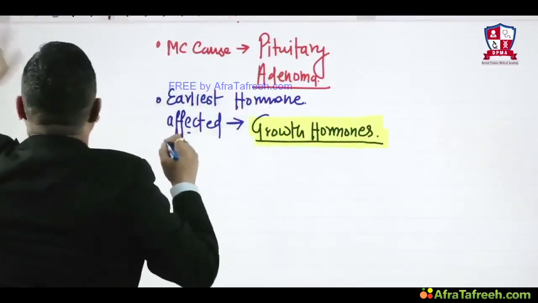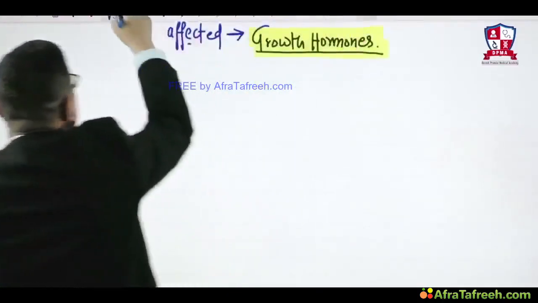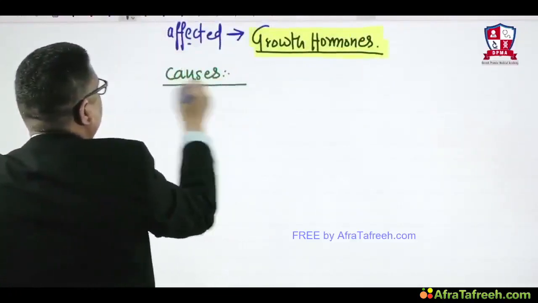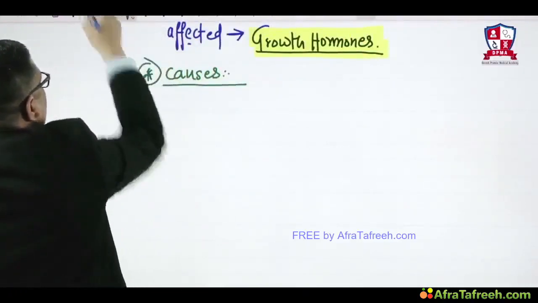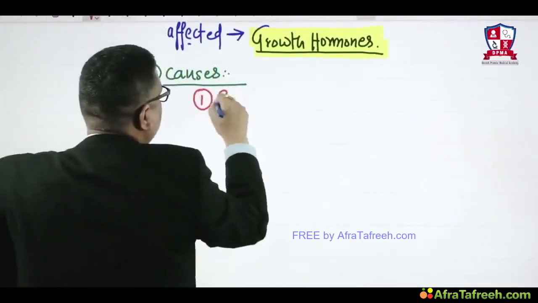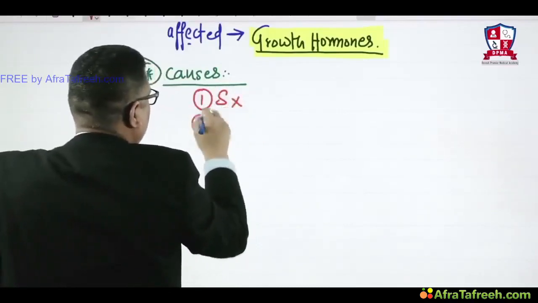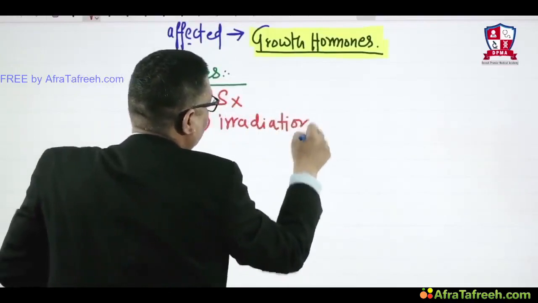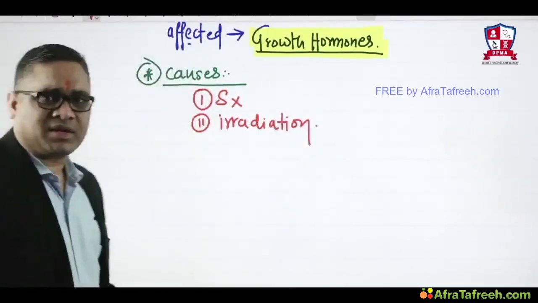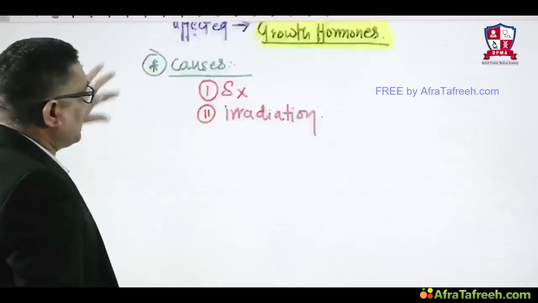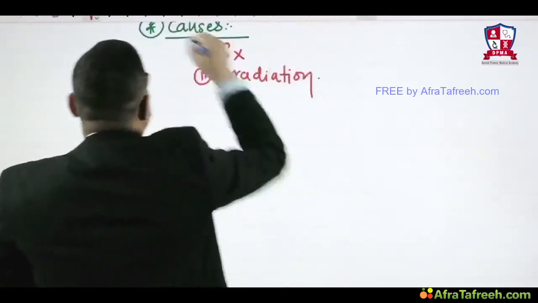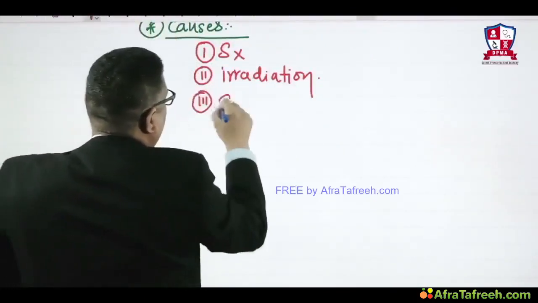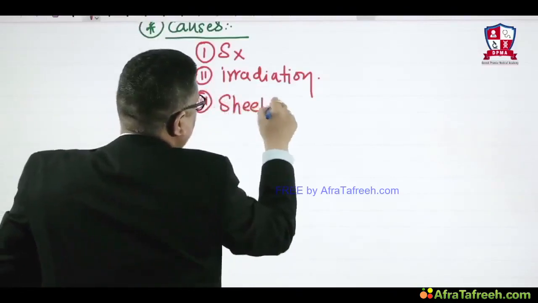Now we will see what the causes of hypopituitarism are. Causes of hypopituitarism: number one is surgery, surgical resection, number two is irradiation, and the third one is a syndrome called Sheehan syndrome.